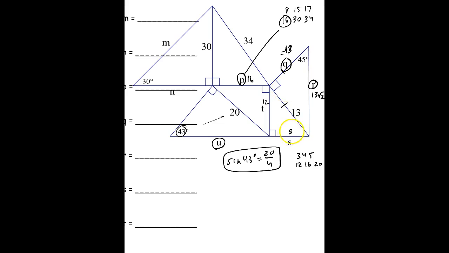And then S is going to be 5 for the same reason. 5, 12, 13 is another Pythagorean triple. But you can use the Pythagorean theorem for all those. You don't have to memorize these triples.